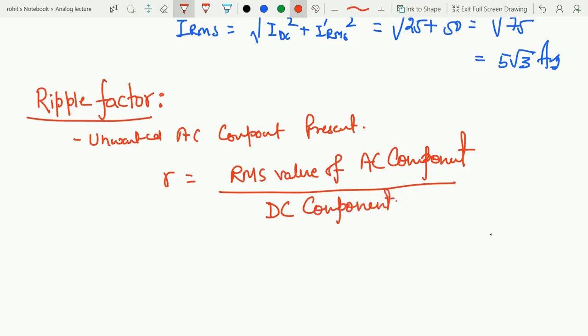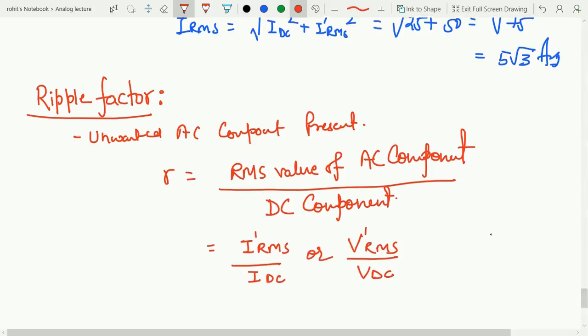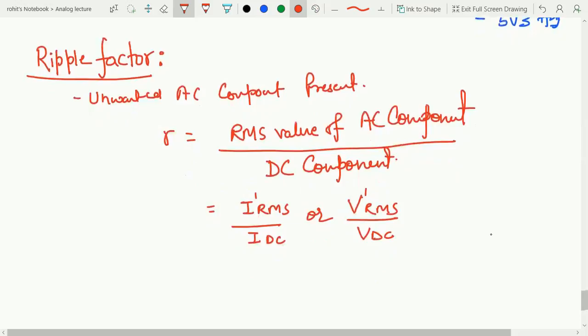So we will calculate. What is the RMS value of the AC component? It is I dash RMS, and this is for current. For voltage we can also write V dash RMS divided by VDC. Since it is unwanted, it should be 0 or a very small value. Ideally it should be 0 or very small.